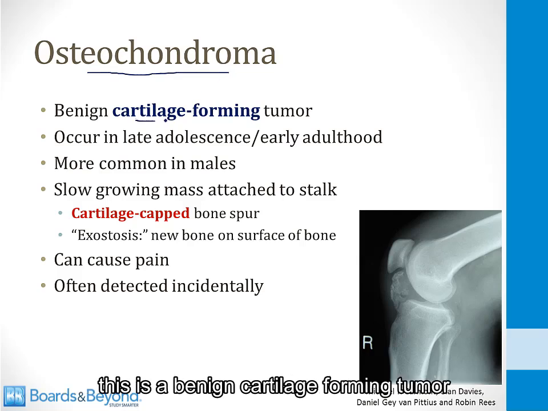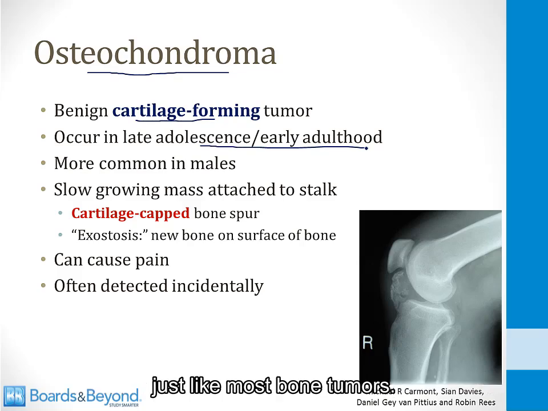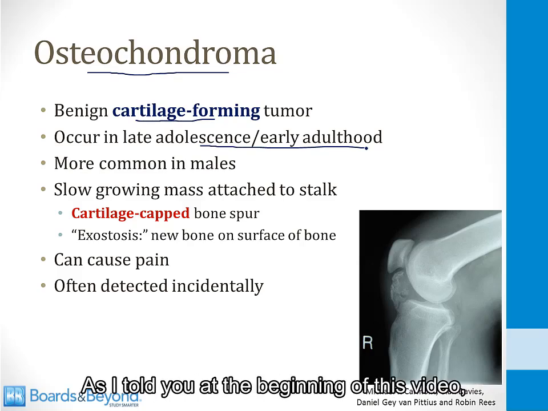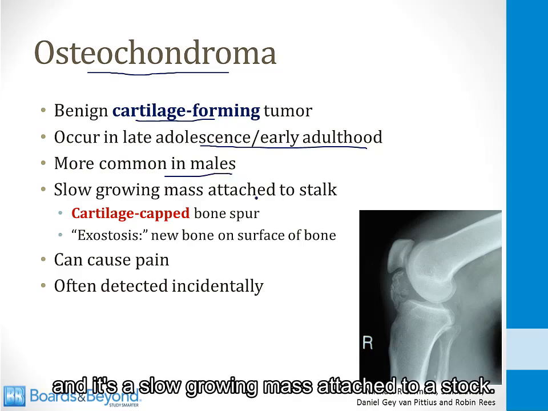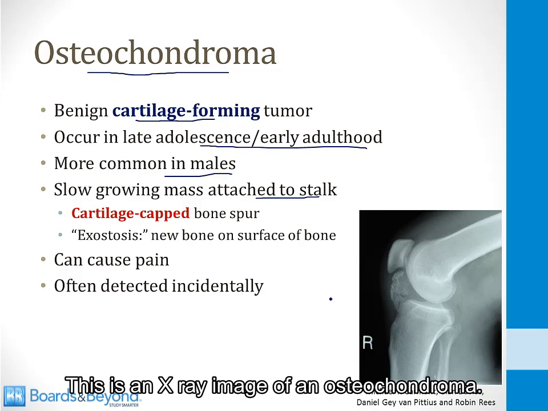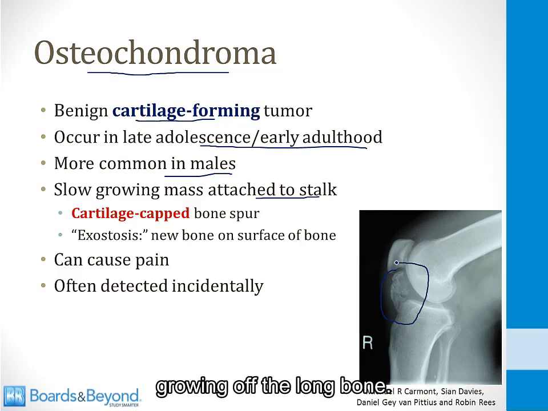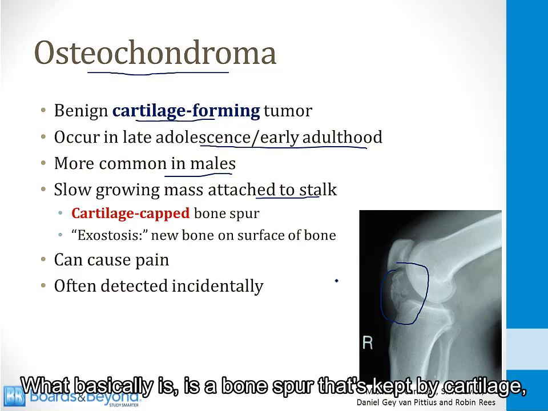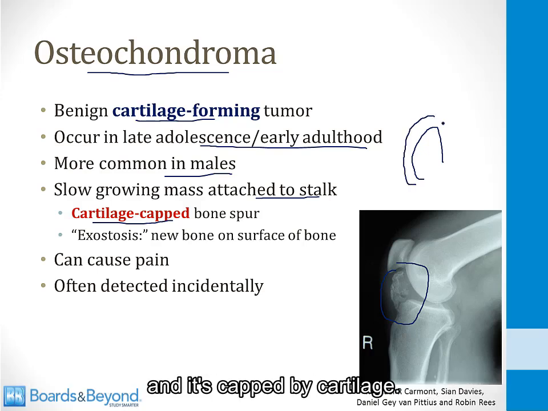This is a benign cartilage-forming tumor. It occurs in late adolescence or early adulthood, just like most bone tumors, as I told you at the beginning of this video. It's more common in males, and it's a slow-growing mass attached to a stalk. This is an X-ray image of an osteochondroma on the screen here. You can see this mass growing off the long bone. What it basically is is a bone spur that's capped by cartilage. So it's a little piece of bone growing off the regular bone, and it's capped by cartilage.